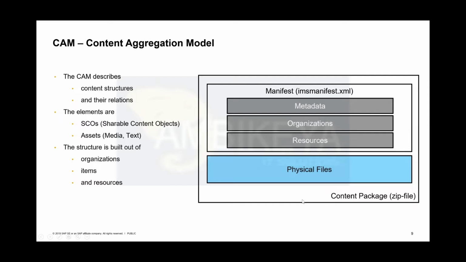And then we have a stack of physical files. This manifest file plus the physical files that this manifest file refers to is called a content package. And this is, in any case, a zip file. This zip file is created by the Enable Now SCORM export functionality and is then uploaded to the learning management system. And this happens in any case.